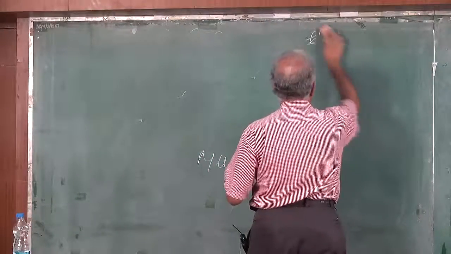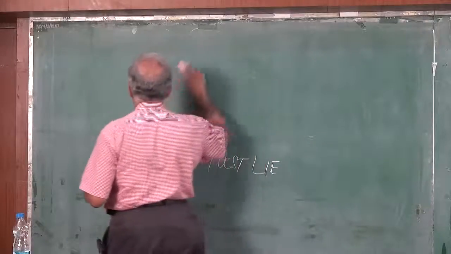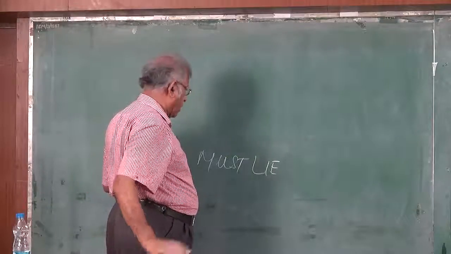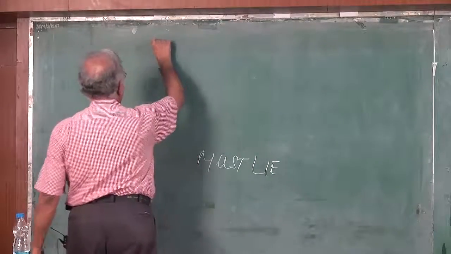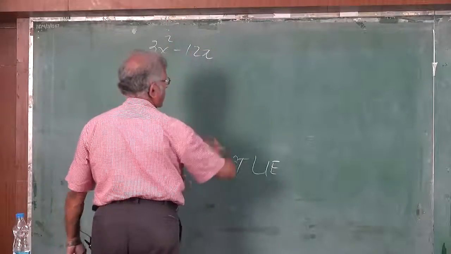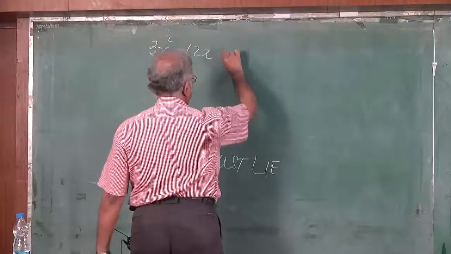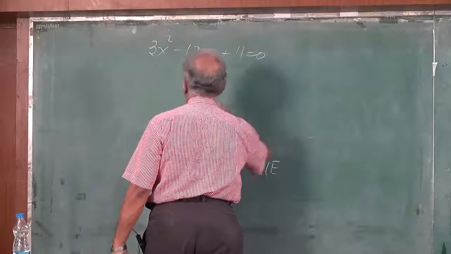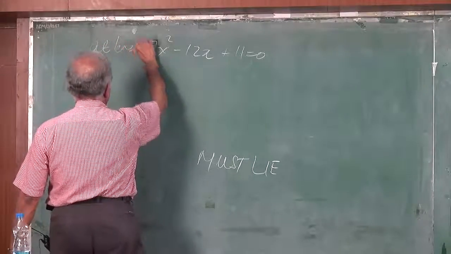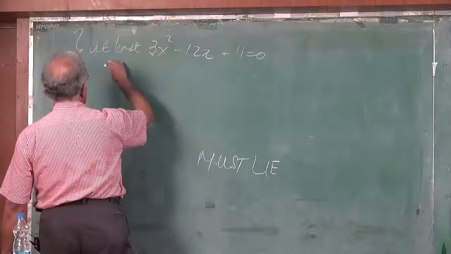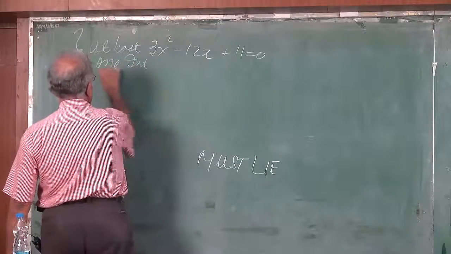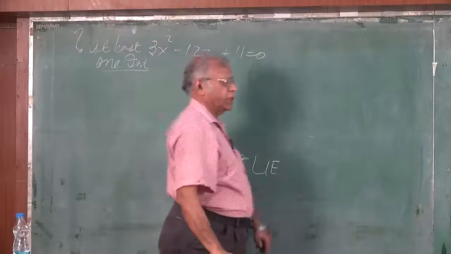So, we have been asked to find at least one interval in which a root of 3x squared minus 12x plus 11 is equal to 0 must lie. At least, find what is at least one interval in which one root of this must lie.